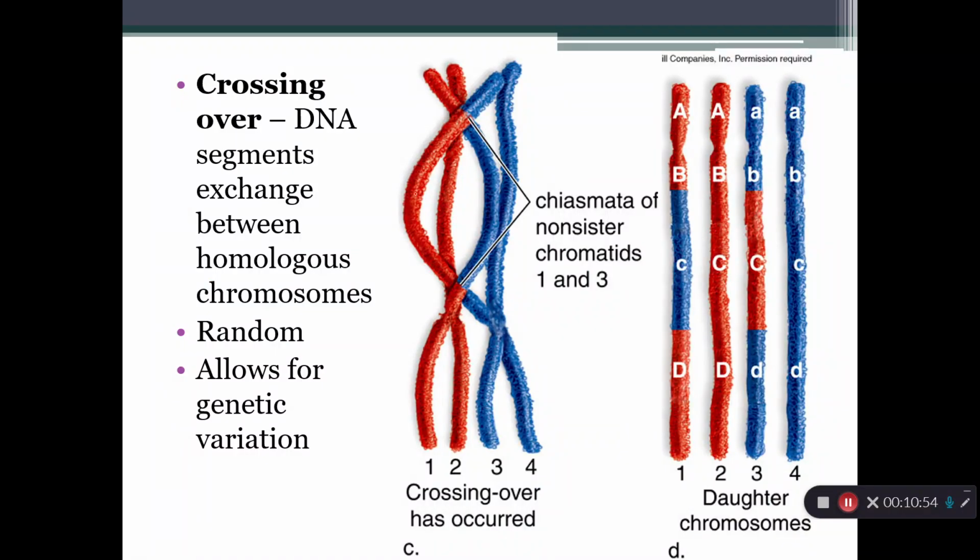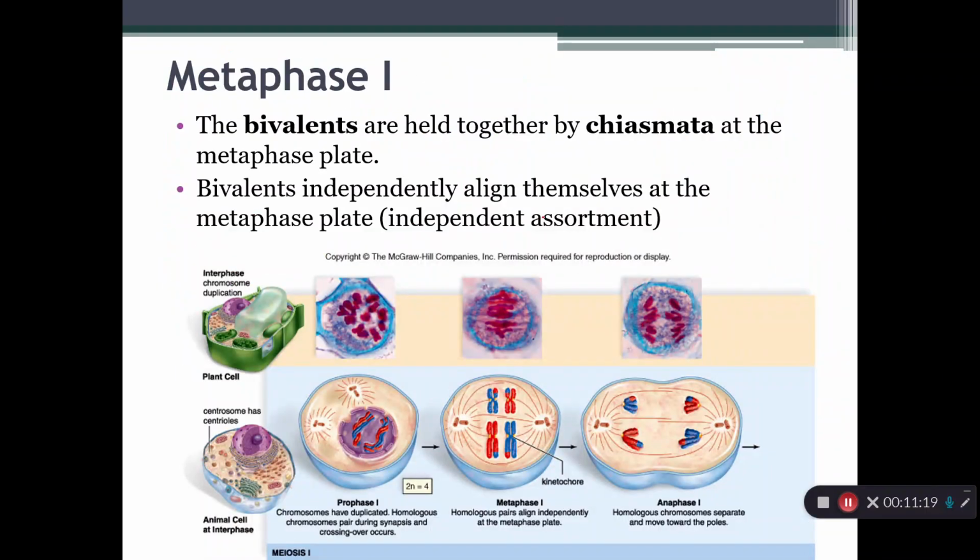You see them crossing over. See how they've crossed over their DNA? They're crossing over DNA segments. Exchange. So highlight all of this: DNA segments exchange between homologous chromosomes. Metaphase, same thing really. They line up in the middle. The bivalents are held together by chiasmata at the metaphase plate.